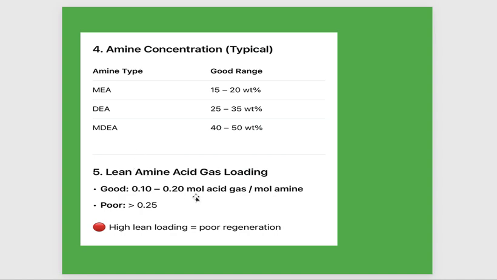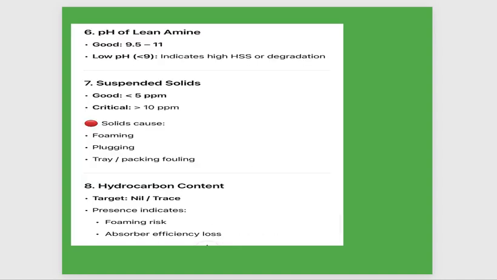Lean amine acid gas loading, which means that when you produce lean amine, there is a load related to H2S or sulfur components. It will be between 0.1 and 0.2 mole acid gas per mole amine. If you are more than 0.25, you are higher, okay? You have to increase the steam ratio to adjust the lean amine loading. High lean amine loading means poor regeneration for sure, okay?